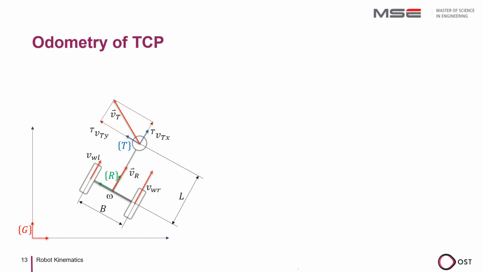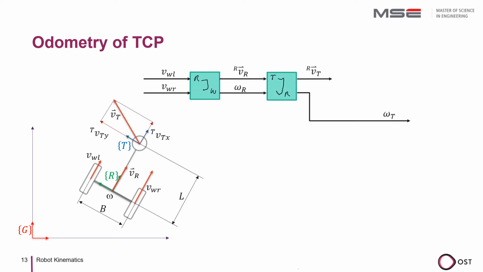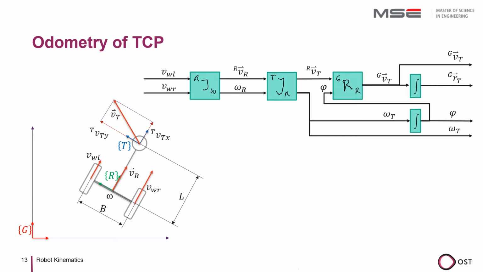We can now put together everything we have worked out. With the first Jacobian transformation, we determine the velocity in the robot coordinate system from the wheel movements. With the second Jacobian transformation, we calculate the velocity and angular velocity in the TCP. Since we have determined the TCP velocity in the R system, we can transform it with the rotation matrix into the global coordinate system, where we can calculate the position and orientation of the TCP with odometry.